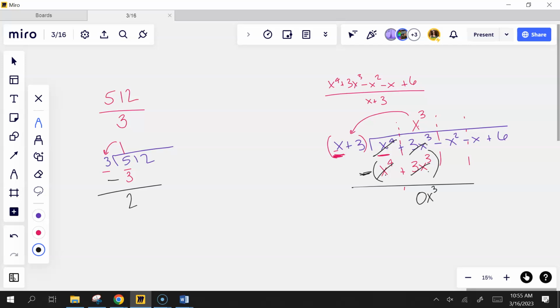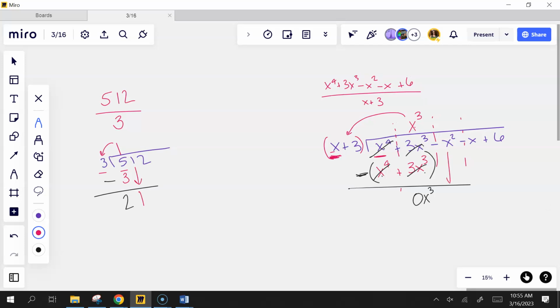What do you do next? Bring down the 1. I'm going to do the same over here, only it's not 1, it's negative x squared. Now I'm going to ignore this 0 since it's nothing. What do I multiply x by now? Oh, I'm jumping ahead of myself, sorry. What do you do back over here? The process starts over, right? 3 goes into 21 how many times? And you put it up here. So I'm going to do the same thing.